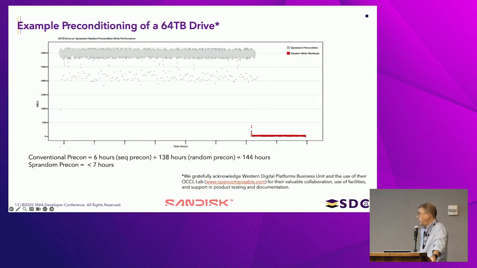So this is an example that I've shown in a few places before. This was done by the Western Digital OCCL lab earlier this year, where they took a 64 terabyte drive and they ran this Sprandom algorithm. The problem they were having was they actually want their drives to be in a very steady state, and they were taking about 144 hours to get to that state.